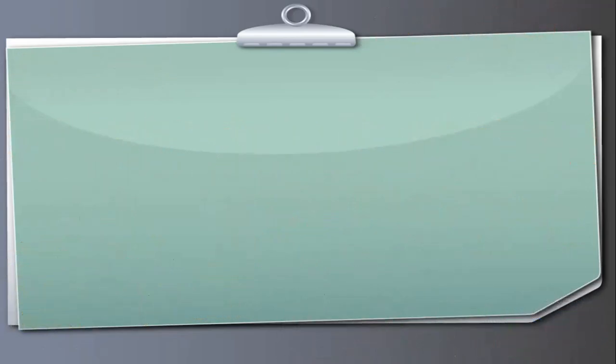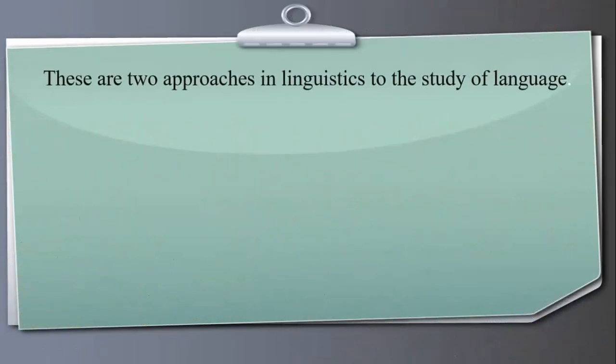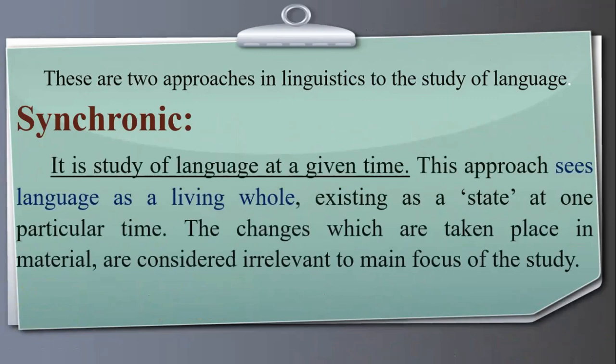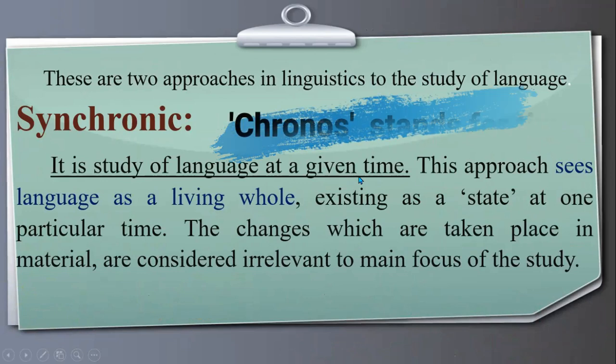So let's learn today. These are two approaches in linguistics to the study of language. Number one is the synchronic study in linguistics. What is synchronic study? It is a study of language at a given time. This approach sees language as a living whole, existing as a state at one particular time. The changes which are taking place in material are considered irrelevant to the main focus of the study.